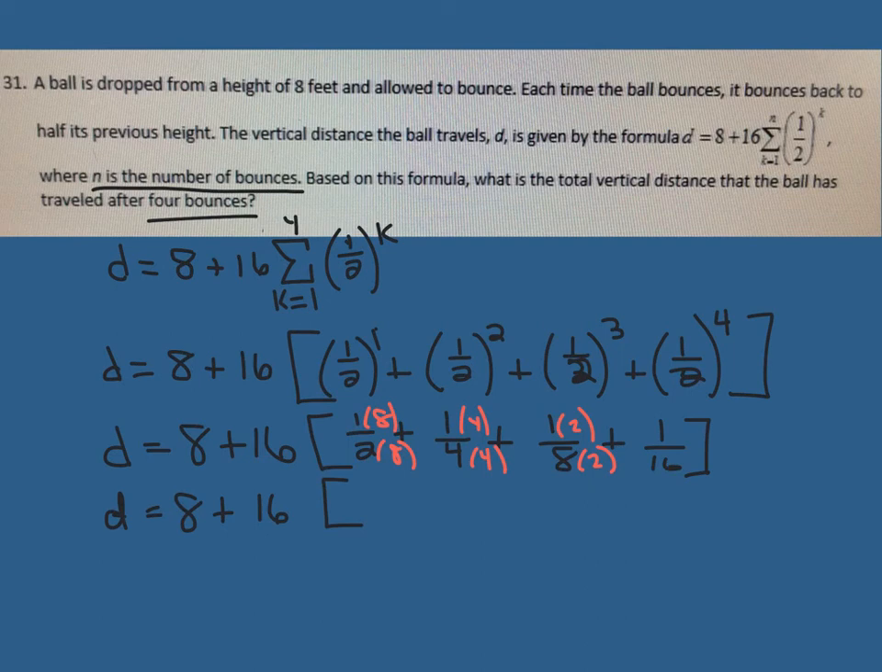So we're going to keep our common denominator of 16. When you add the numerators, 8 plus 4 plus 2 plus 1 would be 15. So we're going to have 15 over 16. Now we have d equals 8 plus 16 over 1 times 15 over 16. The 16 on top cancels with the 16 on the bottom and leaves you with just 15. So d is going to be equal to 8 plus 15, which is 23. And remember, always label your units, so feet.